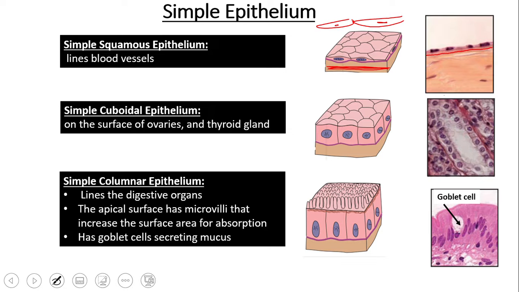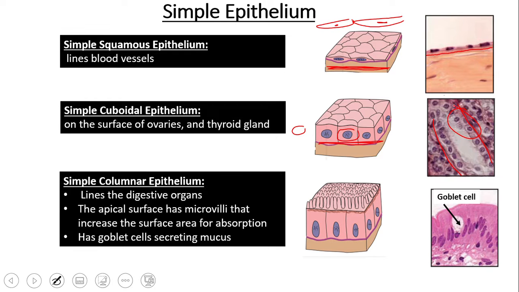Simple cuboidal epithelium. So one layer because it's simple, and cuboidal because the cells above the basement membrane are cuboidal in shape. How to know that the cell is cuboidal? Look at the nucleus because it's darkly stained. If the nucleus is circular, this means that the cell is cuboidal. So here is the basement membrane, and above the basement membrane, we have those cuboidal cells with circular nuclei. So that is a simple cuboidal epithelium, and this is found on the surface of the ovaries and thyroid gland.